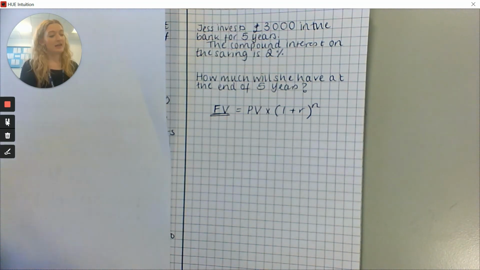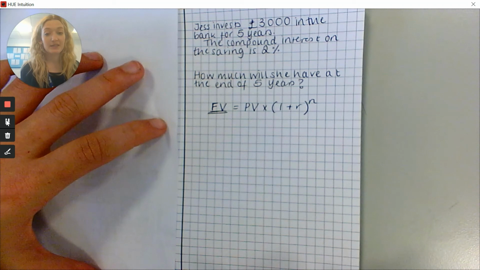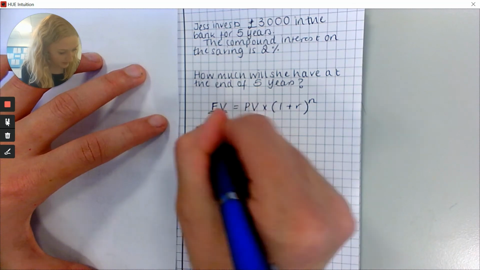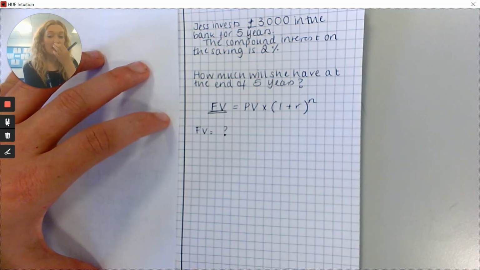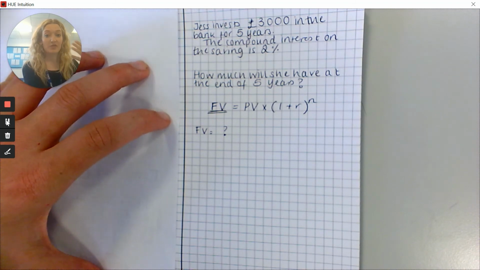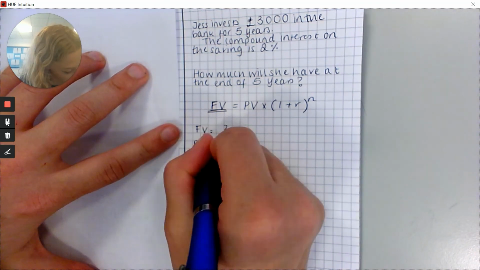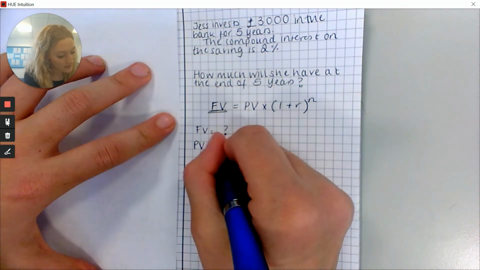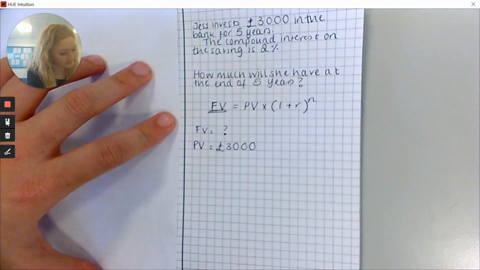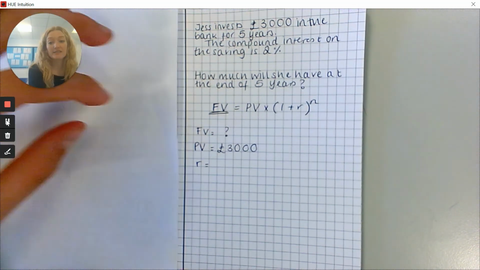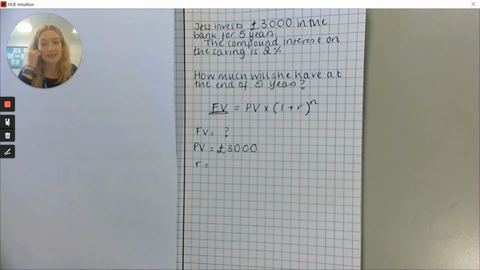And just like before, our first step is going to be to write out everything we know. So our future value is what we are calculating. We're working out how much that £3,000 is going to be worth in 5 years. We know the present value, the amount of money she has now, is £3,000. We know her interest rate is 2%, but again, we don't write it as a percentage, we write it as a decimal. So what's 2% as a decimal?